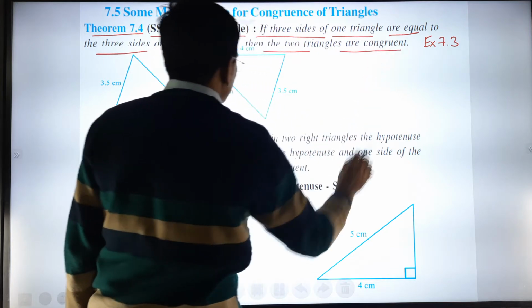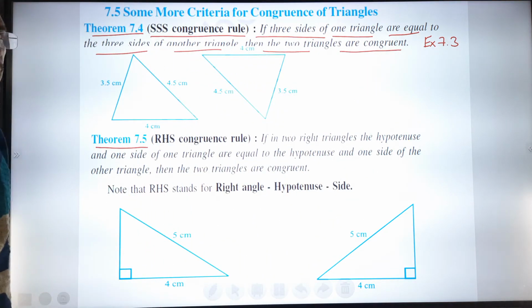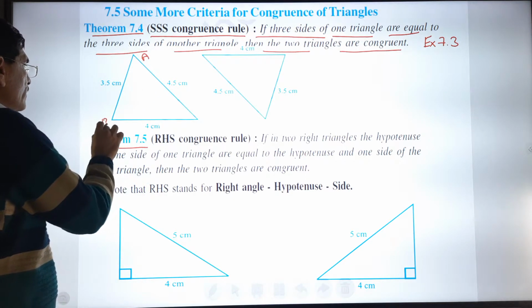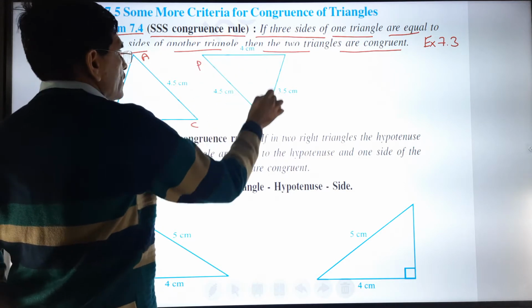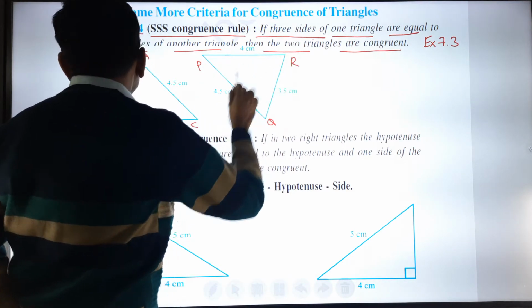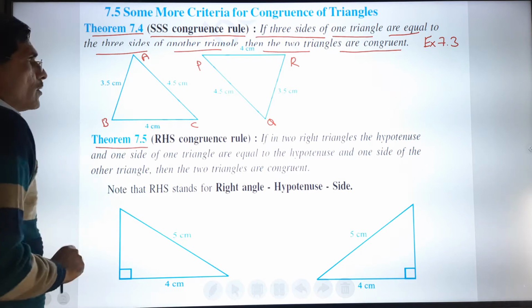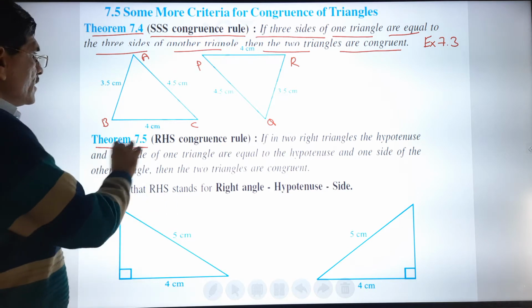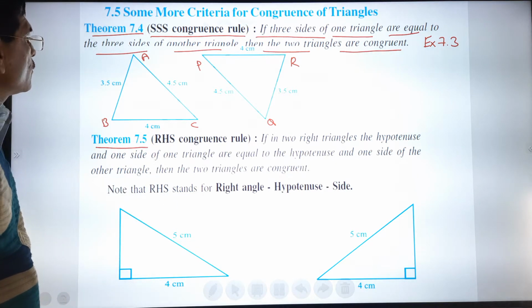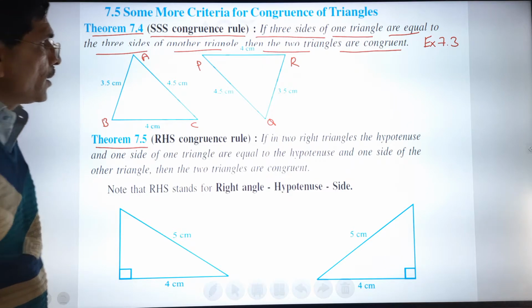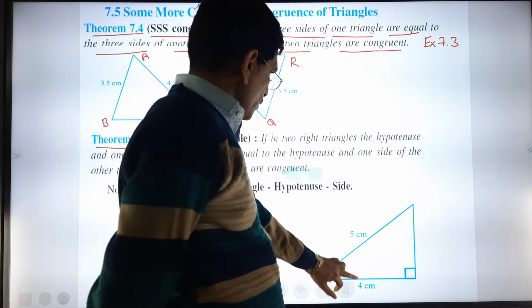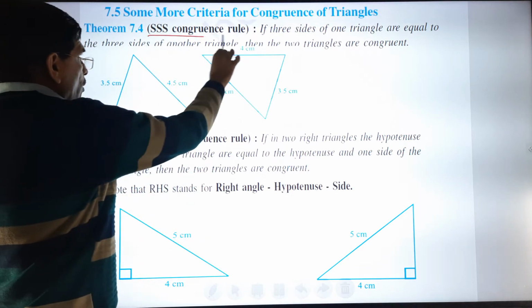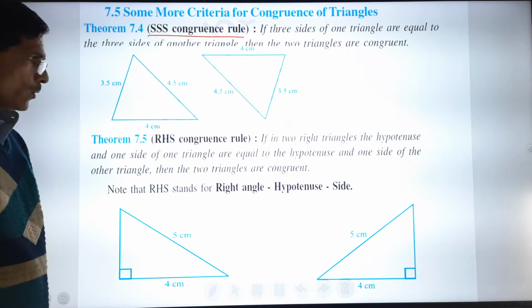two triangles are congruent. One example is here with figure ABC. One triangle is there, and PQR is another triangle. Now we see that AB is equal to 3.5, then QR is equal to 3.5, BC is equal to 4, RP is equal to 4, and AC is 4.5, PQ is 4.5. So we can say that the two triangles are congruent according to the SSS rule.